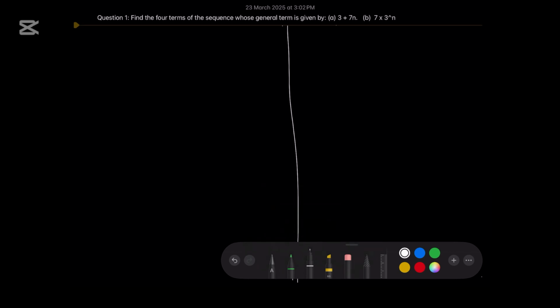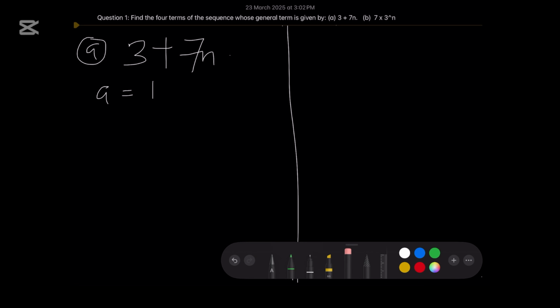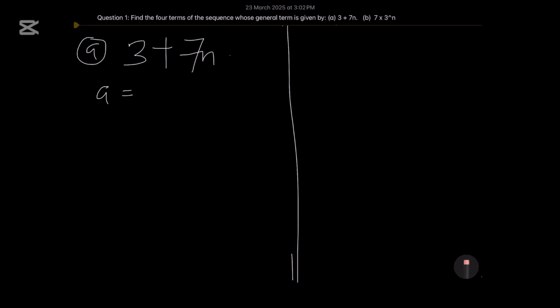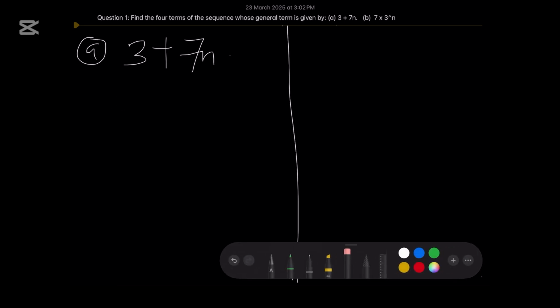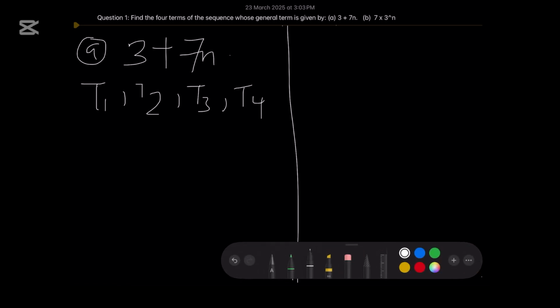For the first question, our general term is 3 plus 7n. We are asked to generate the first 4 terms, which are the first term, second term, third term, and the fourth term. Don't forget we said our first term is a, so what is our first term?